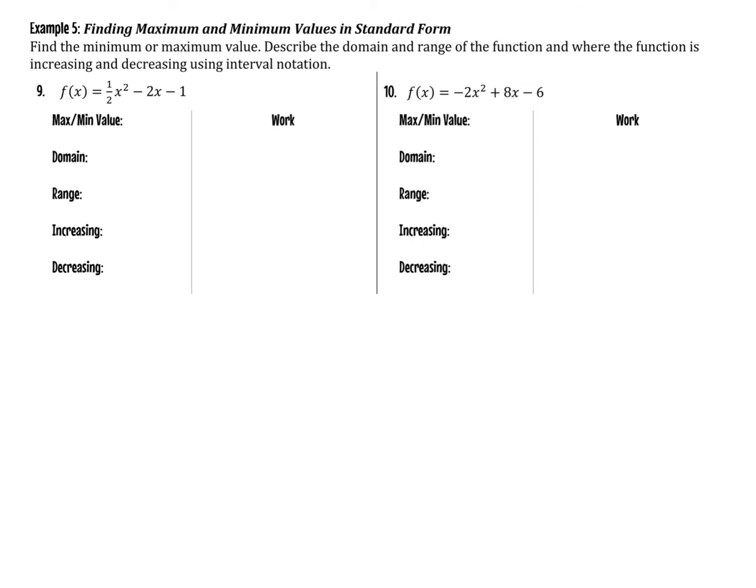So the first thing that I notice here is that my A value is 1/2. So A is positive. That means this graph is going to open upward, which means I have a minimum, not a maximum, because the vertex is going to be the lowest point on my graph. I also know from chapter 1 that the domain to a quadratic function, unless it's specifically limited, like if we had a word problem, is all real numbers, which I'm going to write as -infinity to infinity.